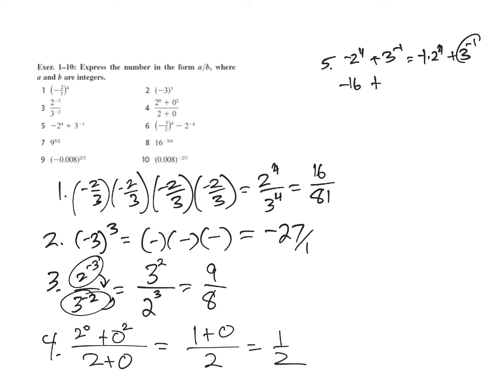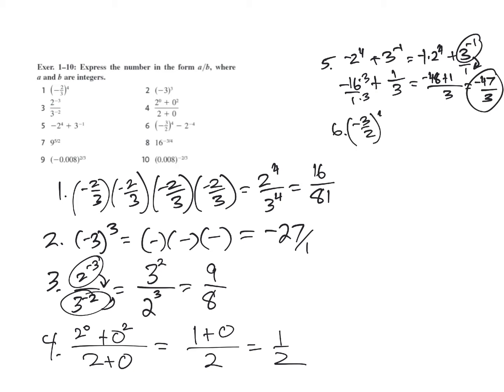And 3 to the negative 1, that's in the numerator, so we need to move it to the denominator. And 3 to the 1st is 3, so 1/3. So now you have negative 16 plus 1/3. Now we need a common denominator, so multiply the left by 3 over 3, and that gives us negative 48 plus 1 on the top, all over 3, or negative 47/3.